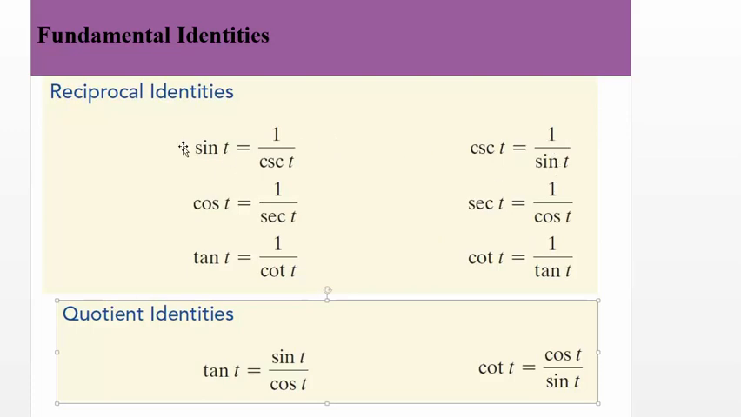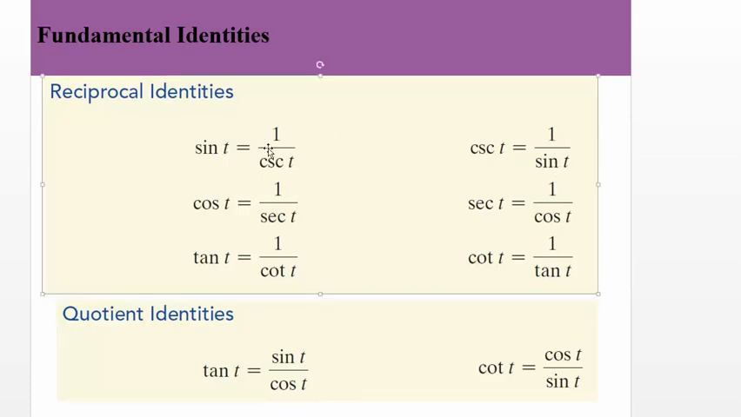Now again, we were thinking that this sine of t was y, and this was 1 over y, this was x, this was 1 over x. We want to keep in mind that these are reciprocals. Cotangent t equals 1 over tangent t. Now the tangent, we were saying, is y over x. So again, associate y with sine, cosine with x, from the earlier part of the video. Cotangent's the reciprocal of those.